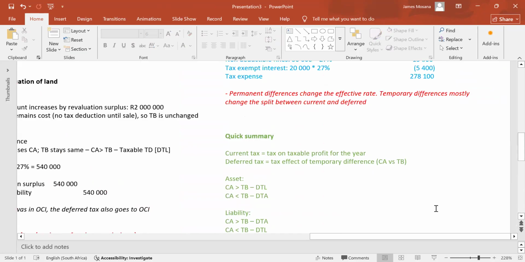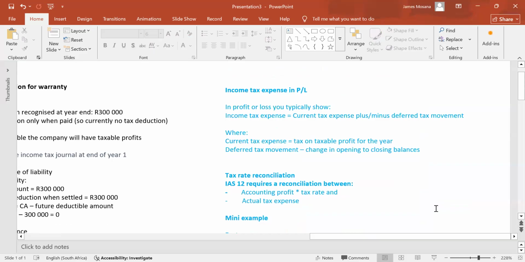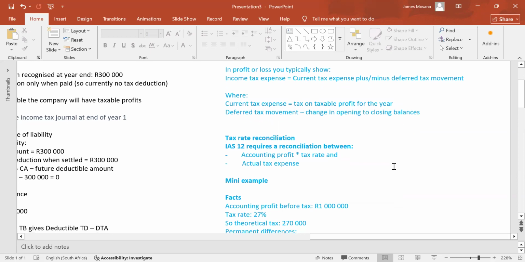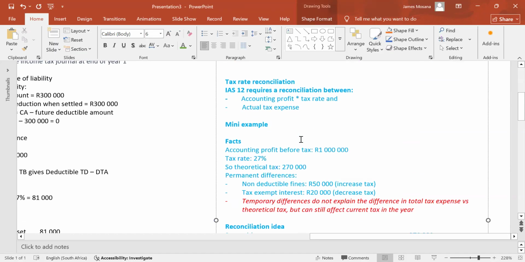And we have the income tax expense, and how you would present it in the statement of profit or loss. It would be your current tax expense plus or minus your deferred tax movement. We explained what would comprise your current tax, which is the tax on the taxable profit for the year. We explained how you'd get the deferred tax movement, which is the difference between your opening and closing balance. We have touched on the tax rate reconciliation and how you do it.